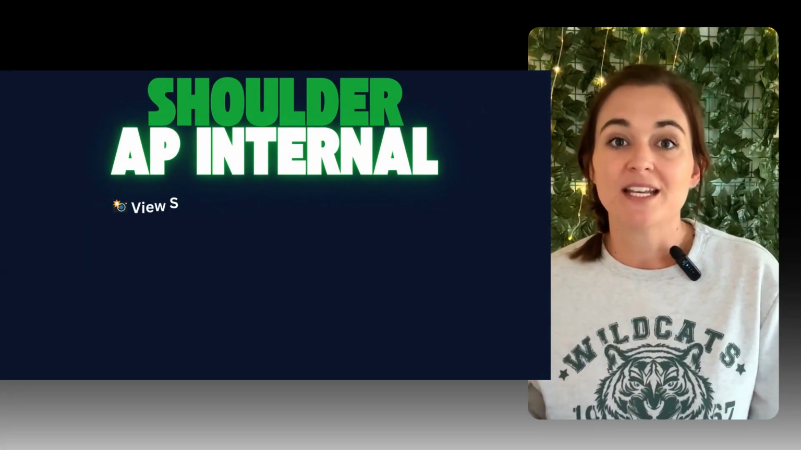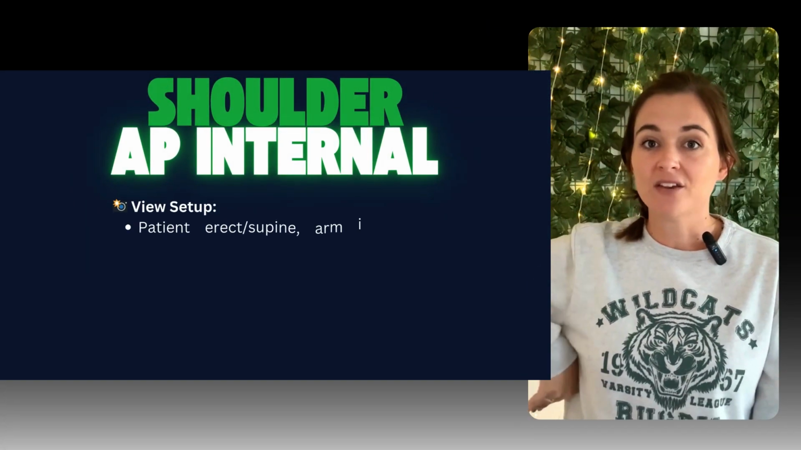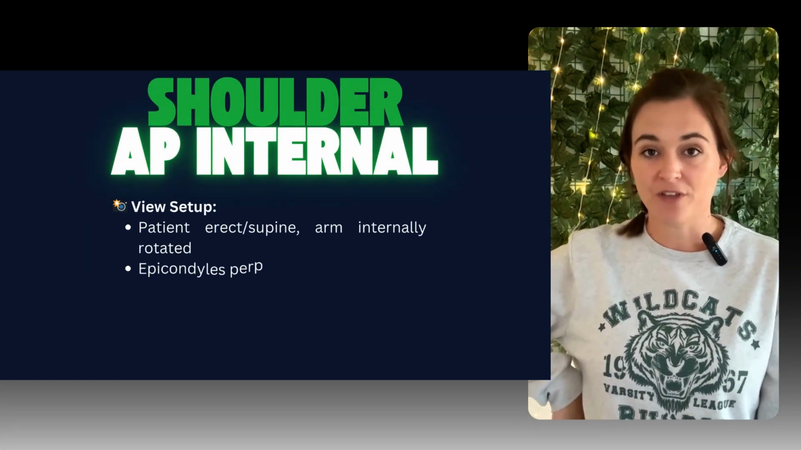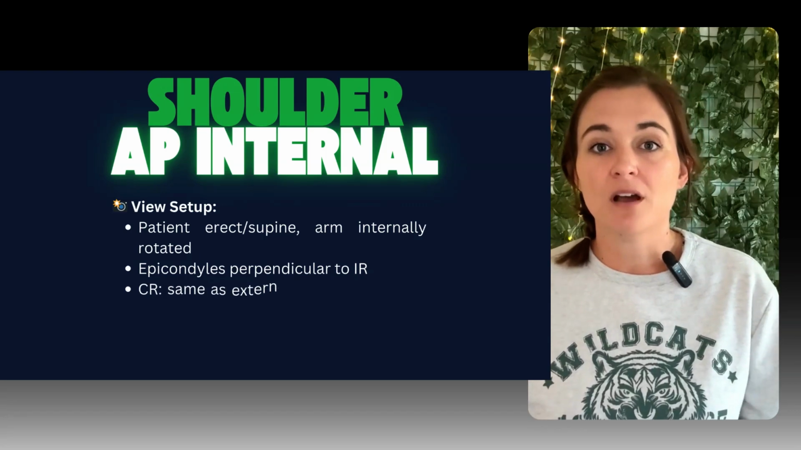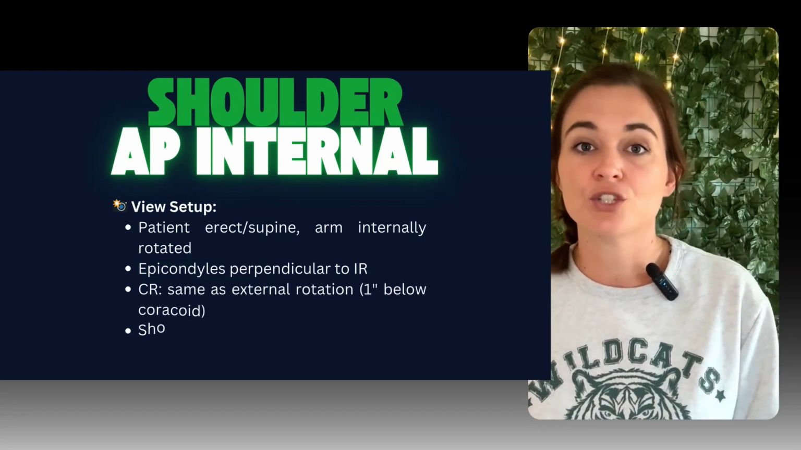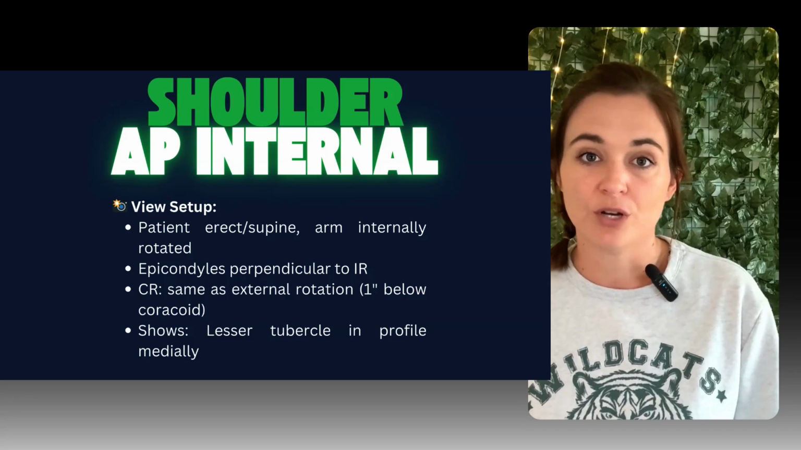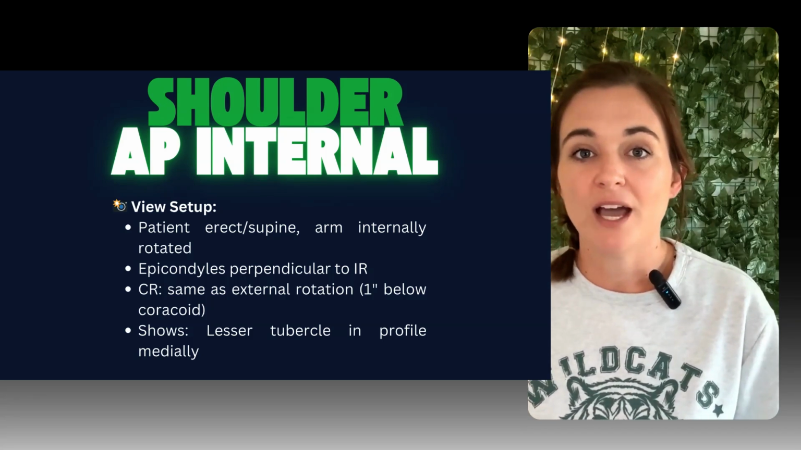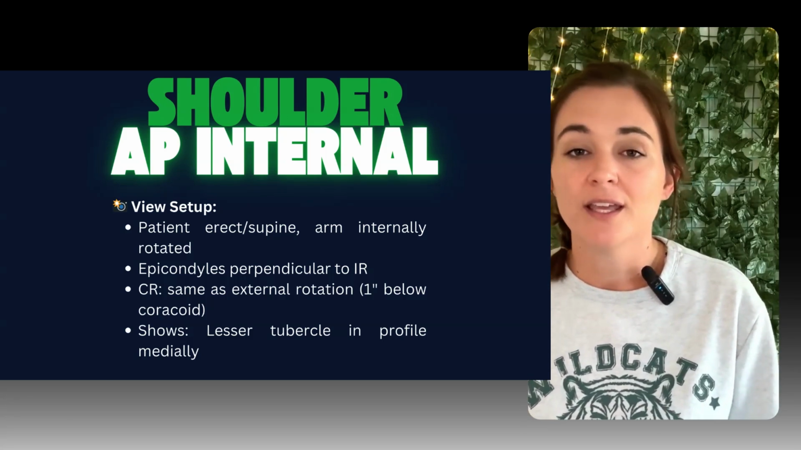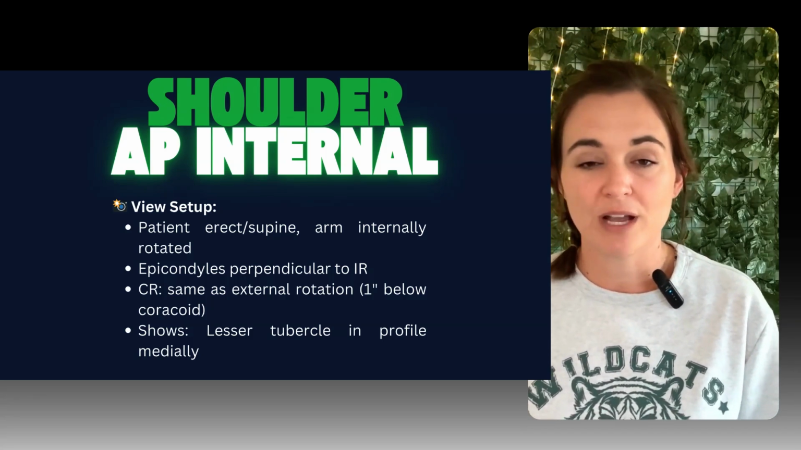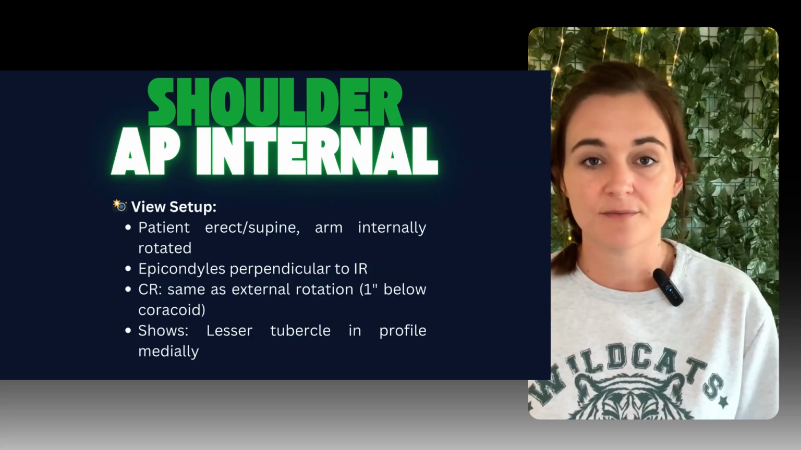Now we flip it, AP internal rotation. Your arm is rotated internally where the back of the hand is against the hip or thigh. Now the epicondyles are perpendicular to the IR. The CR remains 1 inch below the coracoid. This view highlights the lesser tubercle, and the humeral head appears more rounded with subtle differences.